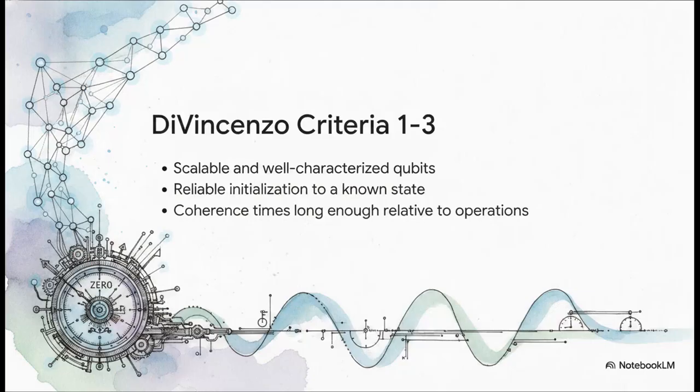People sometimes treat the famous DiVincenzo criteria like dusty historical artifacts from the year 2000, but actually, they act as a highly rigorous, totally modern checklist dictating what your code can actually achieve. The first 3 requirements define your absolute baseline of operation. First up, your system must have scalable, well-characterized qubits. Second, you absolutely must be able to reliably initialize them to a known fiducial state, like the 0 state. And third, the coherence times, basically how long the qubits hold on to their delicate quantum state, have to be significantly longer than the time it takes to actually perform your gate operations.